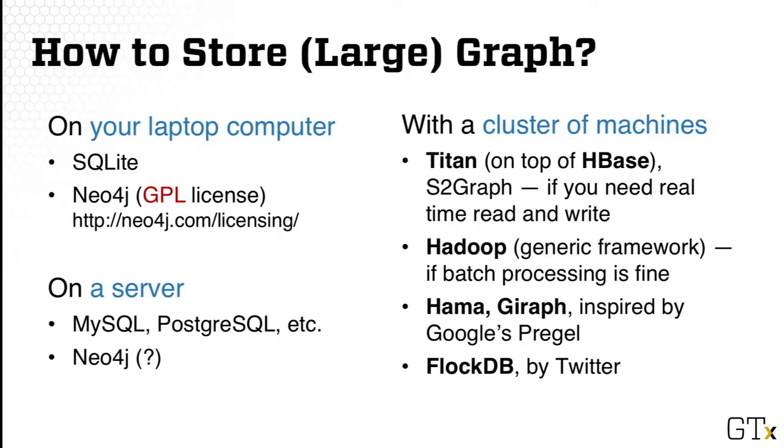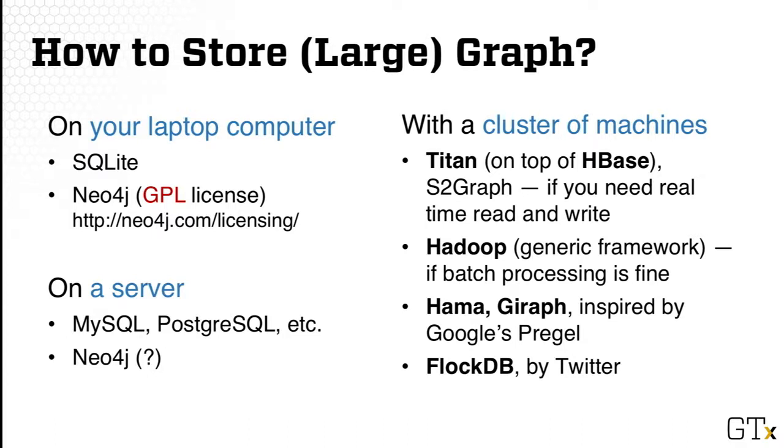So now that we know how to represent node IDs for a graph, how do we store the graphs? There are different ways. If the graph is not that large, then you can store it on your own computer, for example, using SQLite. Or you can use a graph database, say Neo4j. And on a server, if you use relational databases, again, you can use the more scalable ones like MySQL or Postgres. And Neo4j, for example, now also supports server deployment.